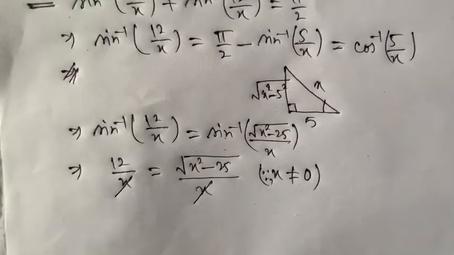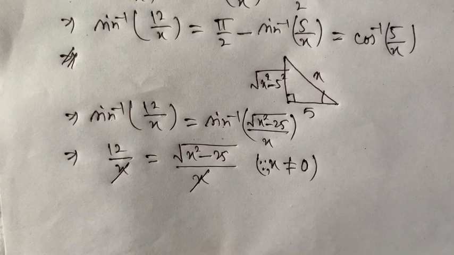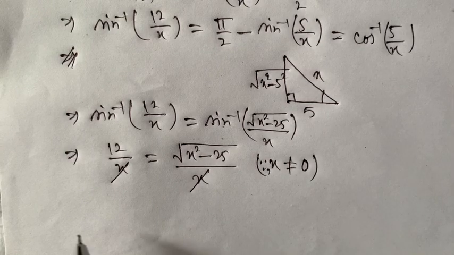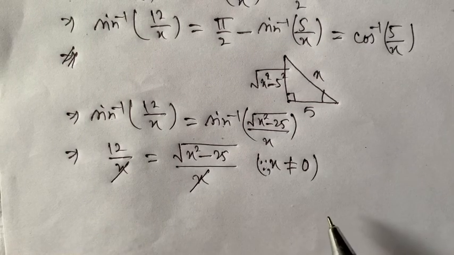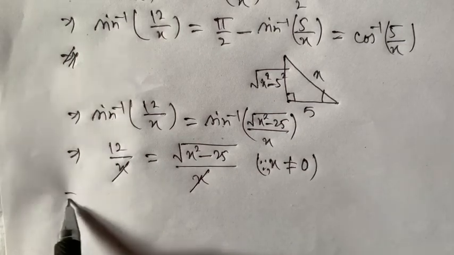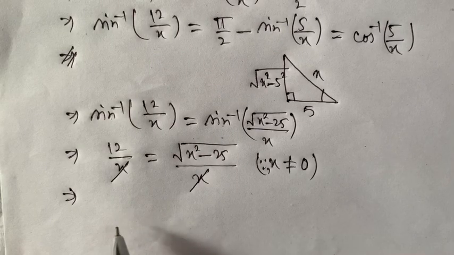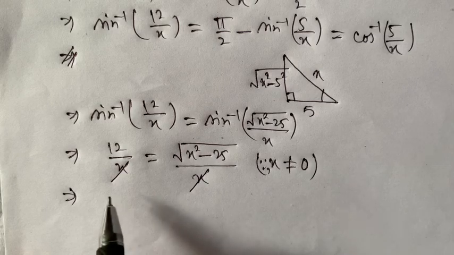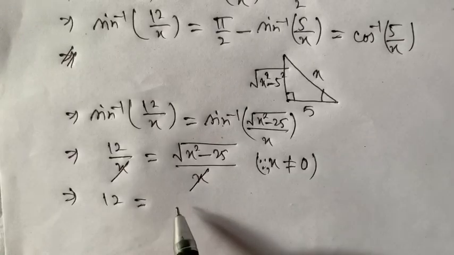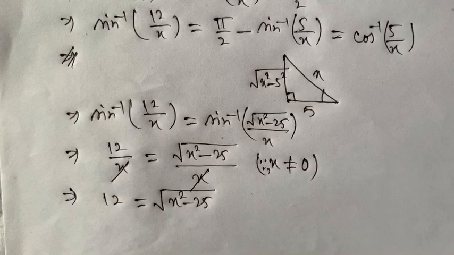If x were equal to 0, then we would have formed this as an equation, then factorized the terms and got the answers separately. But here x is not equal to 0, so we can directly cancel x from both the sides. It is given there in the question. Unless it is given, we will never cancel x from both the sides, even if we can see that they are cancelling each other. So we are left with 12 is equal to root under of x square minus 25.